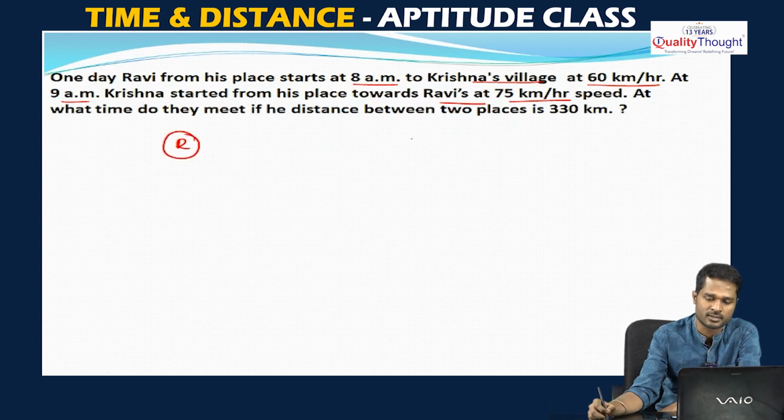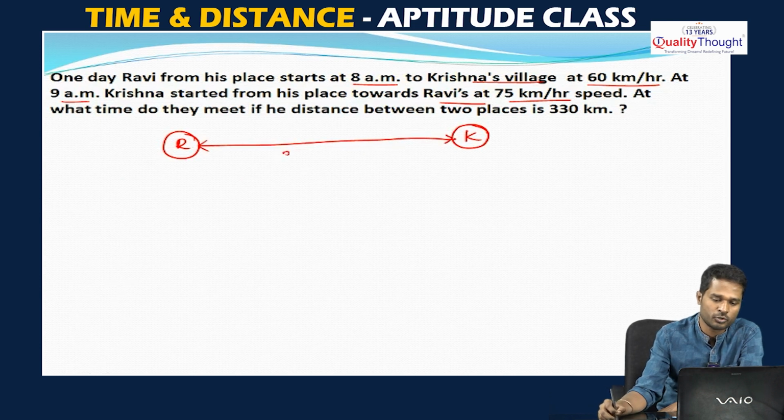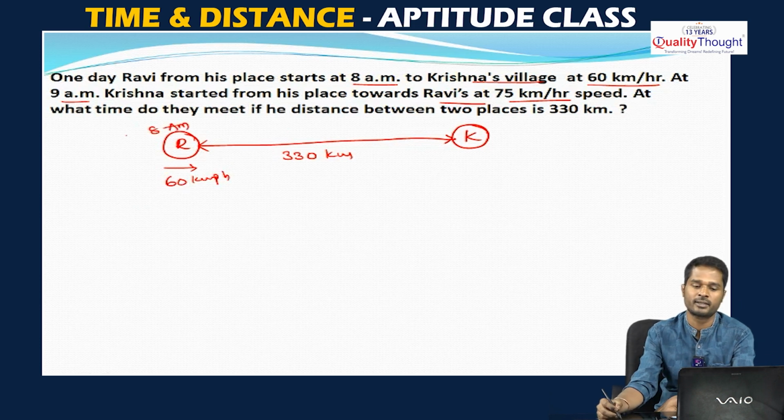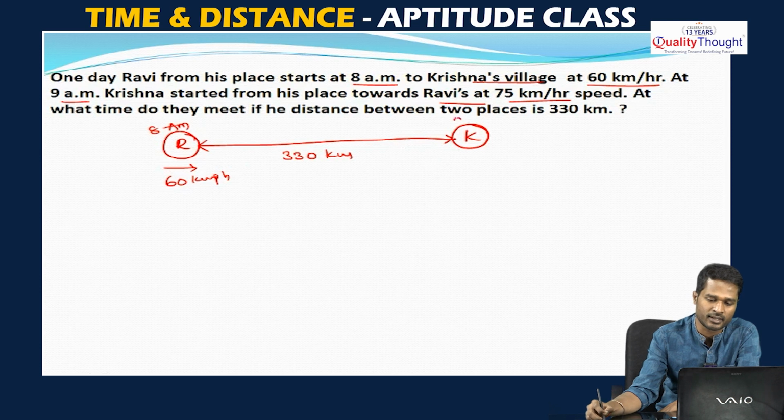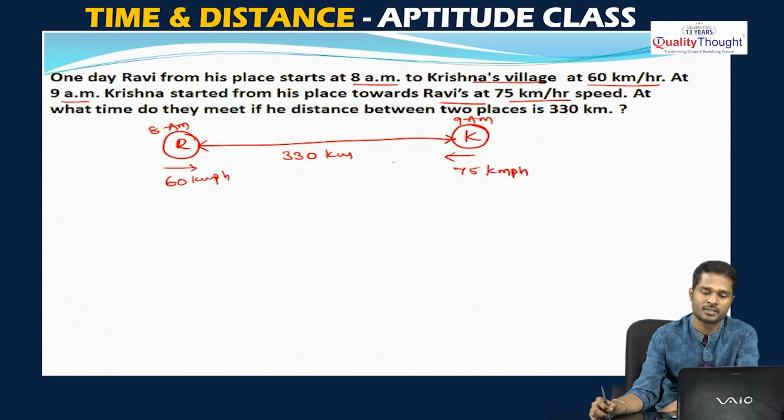So, this is Ravi's place, and consider this is Krishna's place. The distance between the two places is 330 kilometers. Ravi started from his place to Krishna's place with the speed of 60 kilometers per hour. He started at 8 am, and Krishna started at 9 am towards Ravi's village. So, we have the speed as 75 kilometers per hour. This is the speed of Krishna, and he is moving to Ravi's village and Ravi is moving to Krishna's village.